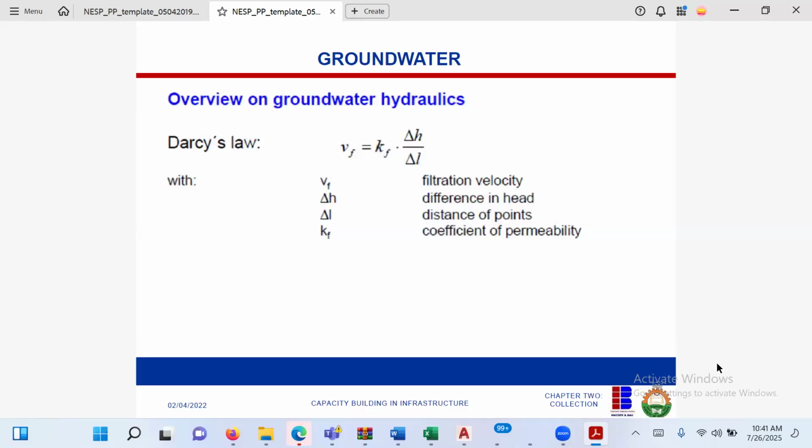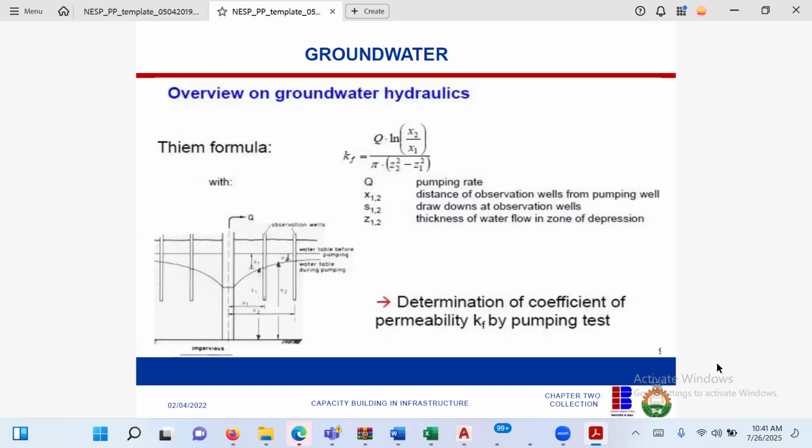I don't want to go into all this. It's about the Darcy's law that controls groundwater hydraulics, okay? The velocity of flow is directly proportional to the head and inversely proportional to the distance. So this is a typical formula for groundwater. And you can read this and understand. We're engineers.